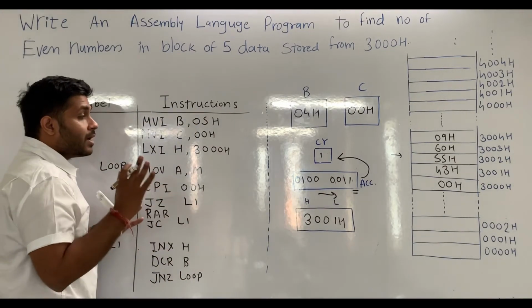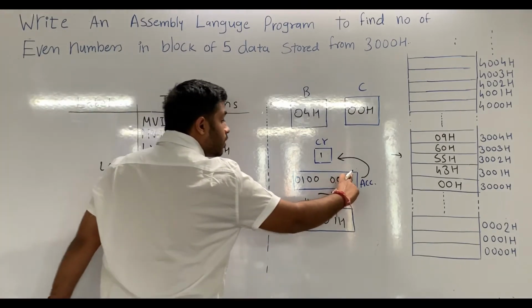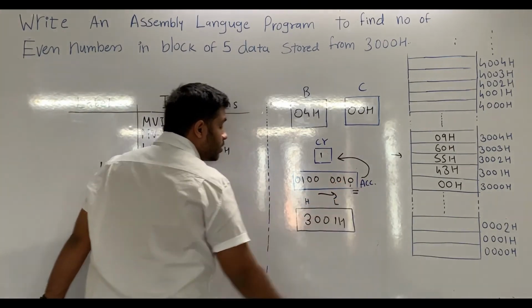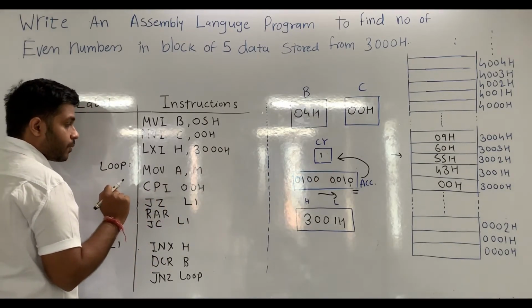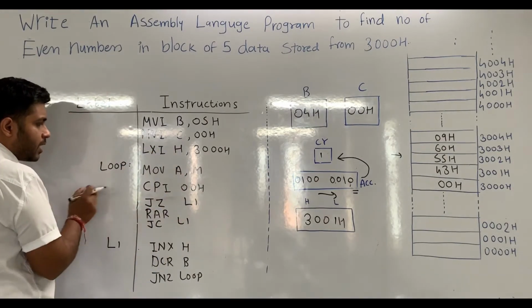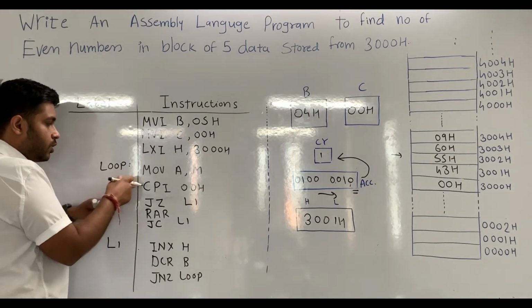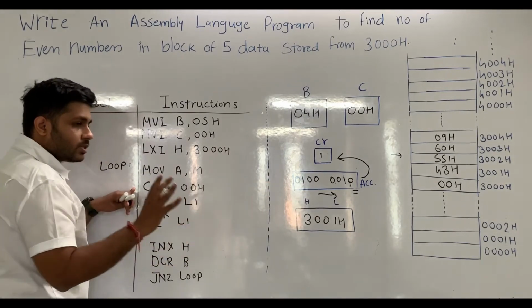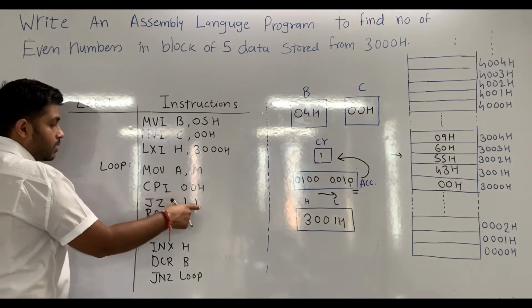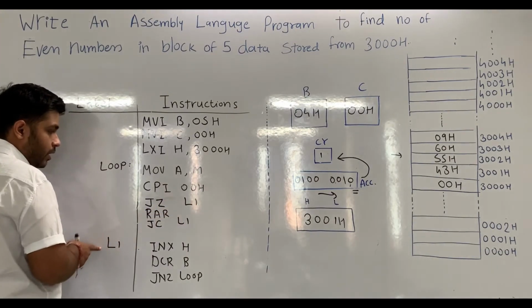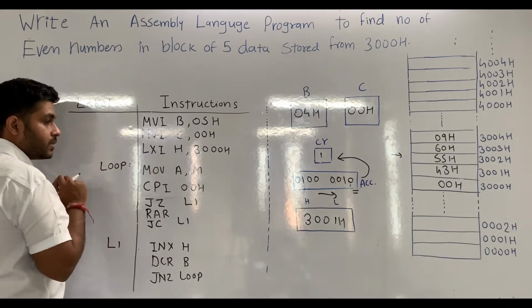Now let's see, suppose the LSB of the data which is stored in the accumulator is 0. Let's see the whole process from the beginning. We will compare the number with 0. Of course this number is not 0, so the zero flag will not be set. So we will not jump to L1. We will follow the sequence.